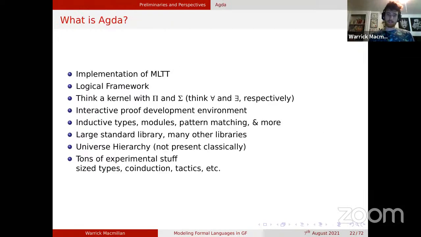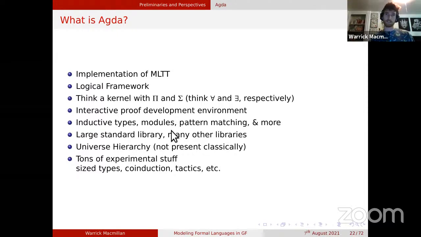So what is Agda? It's an implementation of Martin-Löf type theory, a logical framework, kind of like GF. So it just has a small kernel in some sense where pi and sigma give you an incredible amount of expressive power. You have an interactive proof development environment. You have inductive types, modules, pattern matching, and more. We'll see examples of this later. You have a large standard library and many other libraries adjacent to it, some deprecated.